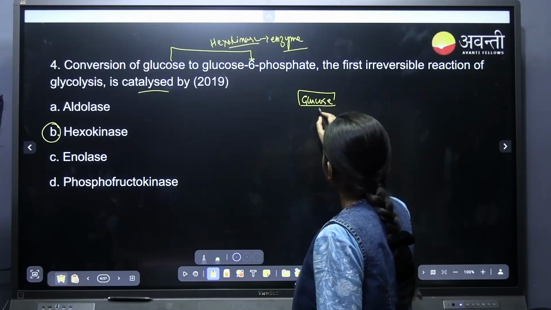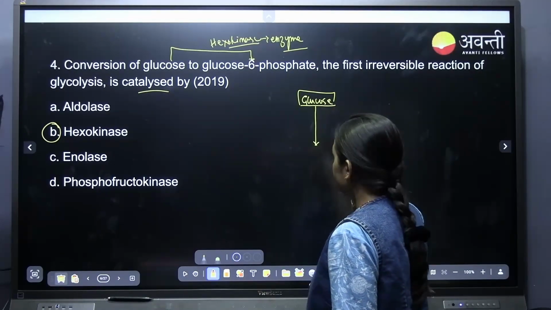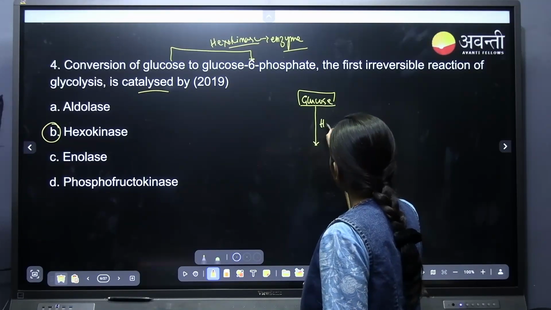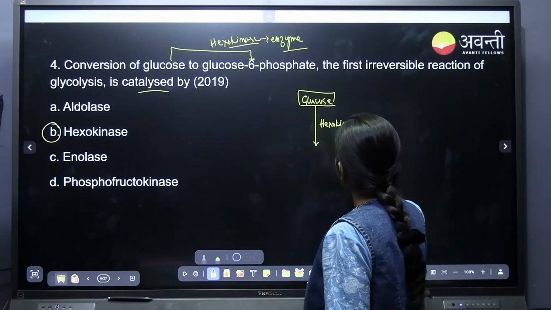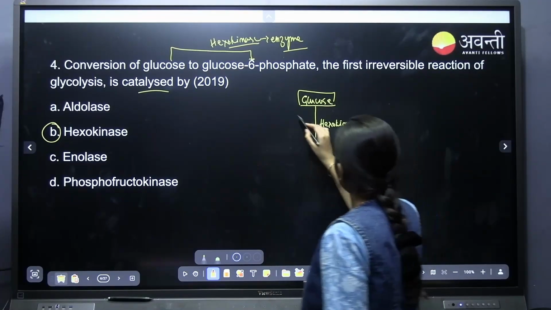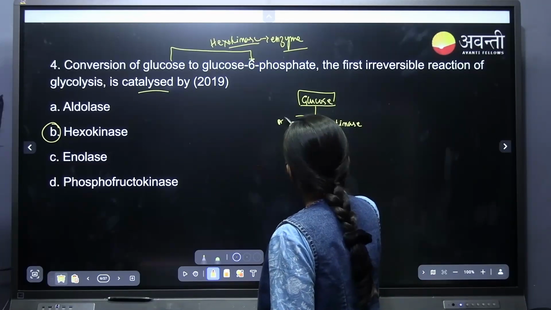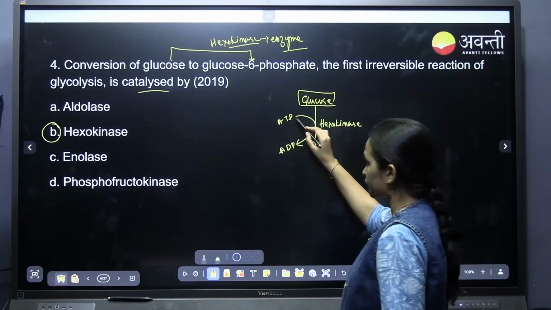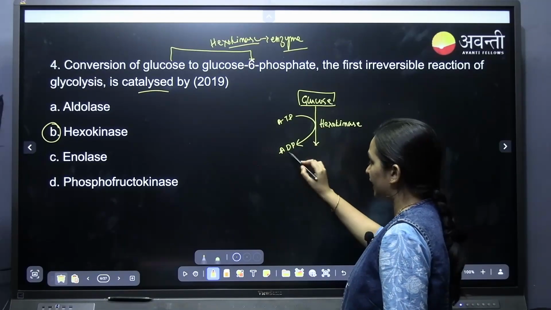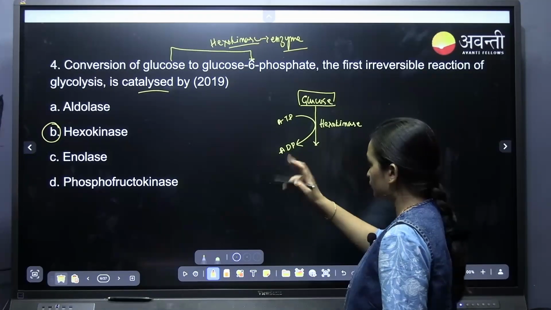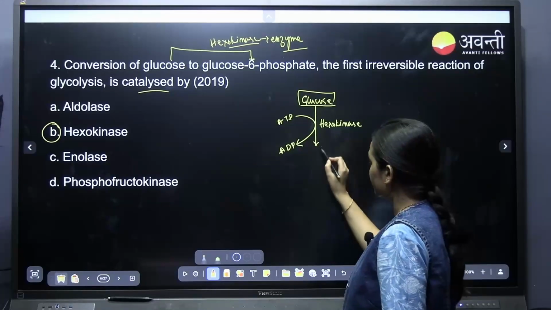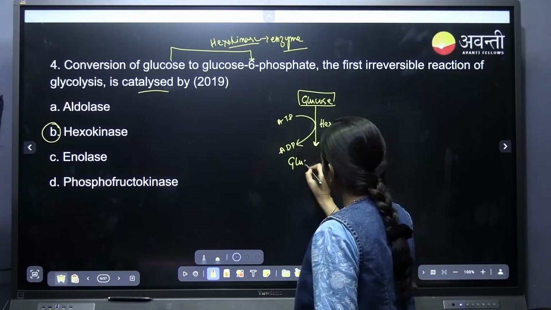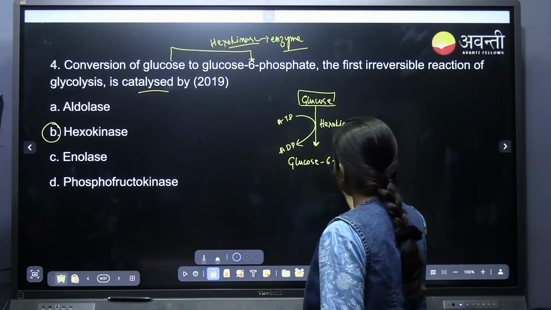which is a hexose. The first step is an irreversible step. It will be converted to glucose 6-phosphate in the presence of hexokinase enzyme, where one molecule of ATP, adenosine triphosphate with 3 phosphate groups, will become ADP, adenosine diphosphate with 2 phosphate groups. One phosphate group will be transferred to glucose, which becomes glucose 6-phosphate.